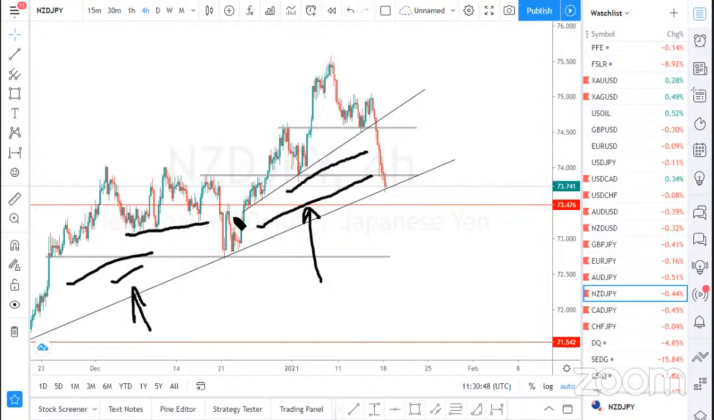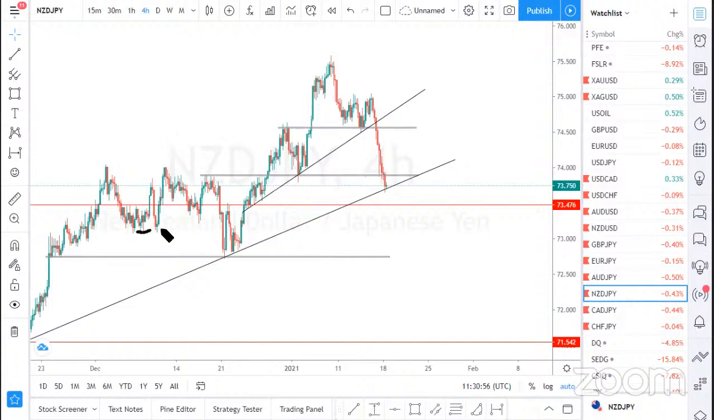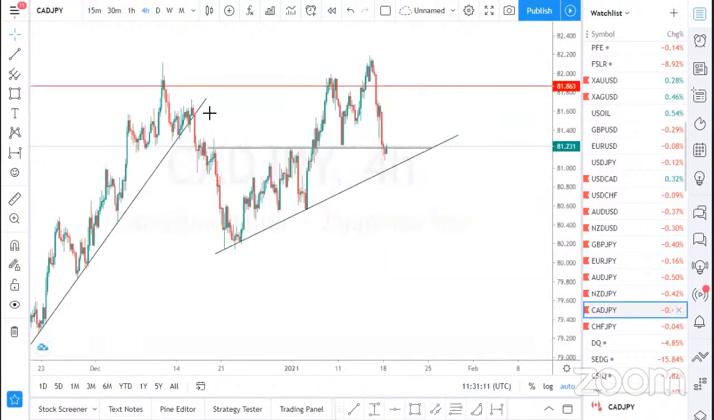Imagine those who shorted at the break of these low swings right here. You can see the pullback. So if you want to short right here, pay close attention to the major key level support, which is the price level of 73.476. Very, very important. And then let's check the Canadian dollar paired against the Japanese yen as well.